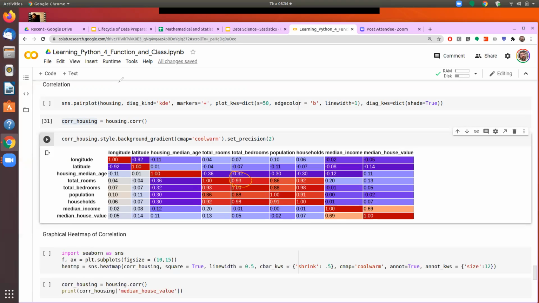And I gave you one example, that we need to ask the question: if total bedrooms and total rooms both have a correlation of 1, it means that both of them are actually representing the same thing, and therefore do I really need them? And that is the context in which we use the correlation numbers.